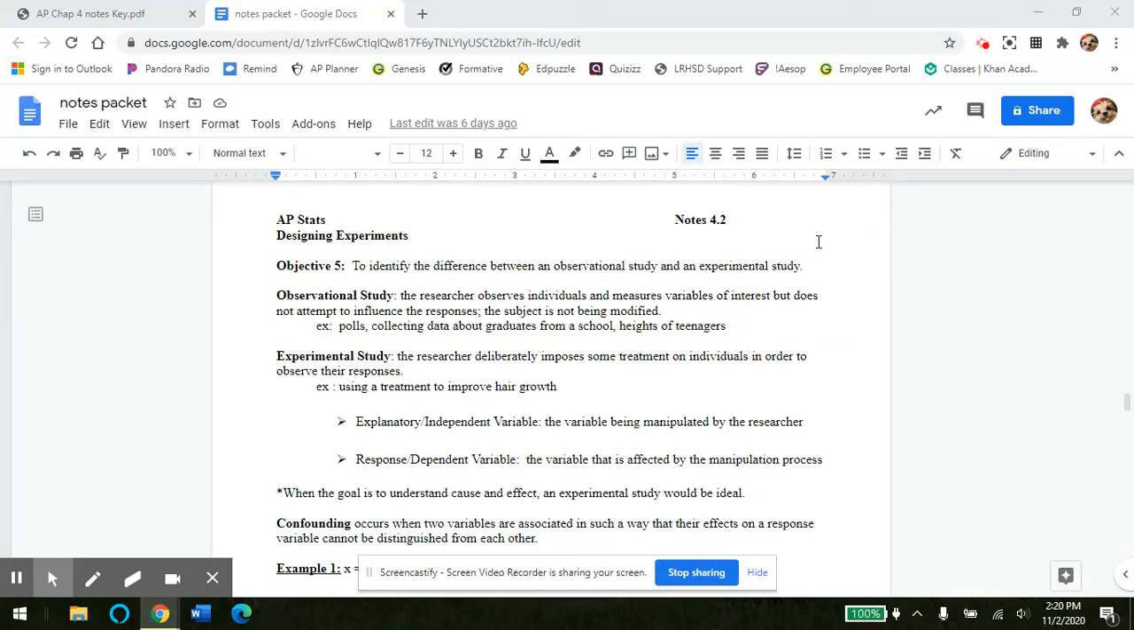Today, we're going to have a couple different objectives. We're all talking about how we're going to design an experiment. Okay. Section 4.1 was how do you collect samples? Now we want to talk about experiments because data can also be collected and is frequently collected using experiments.